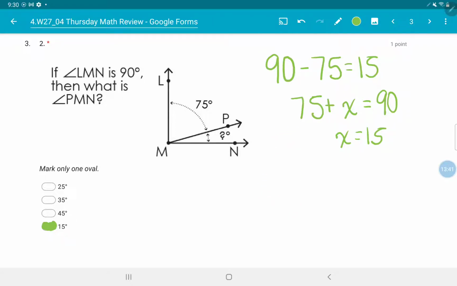I didn't read the 90 degrees part, and so I put 15 or 25 because I thought it was going to 100. Yeah, you've got to make sure that you read all of it.